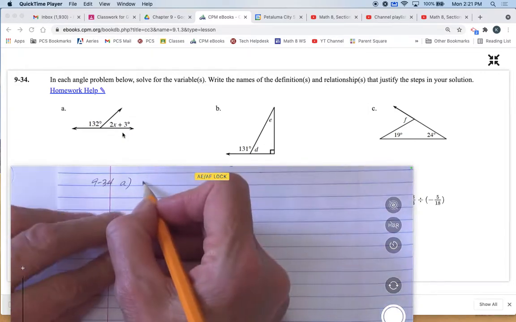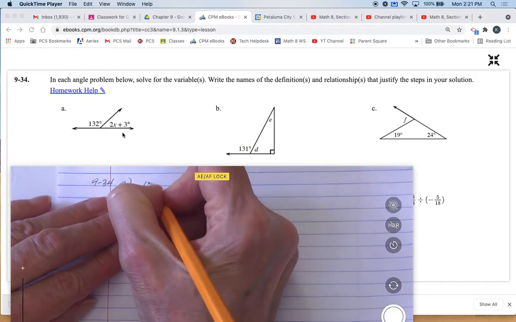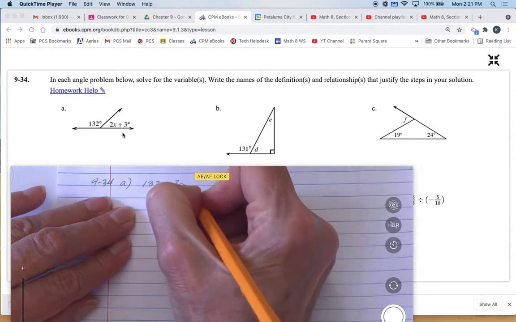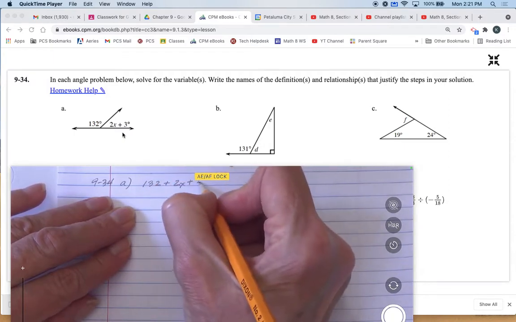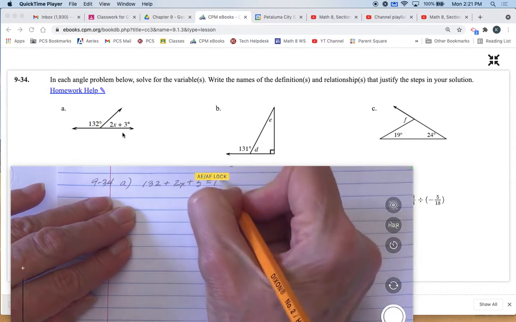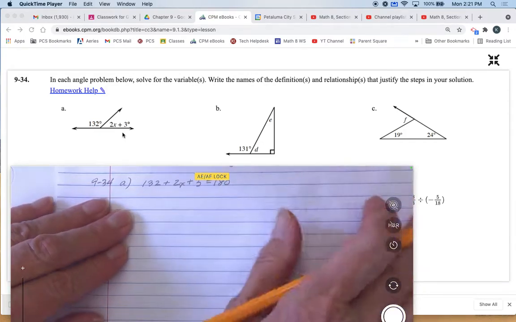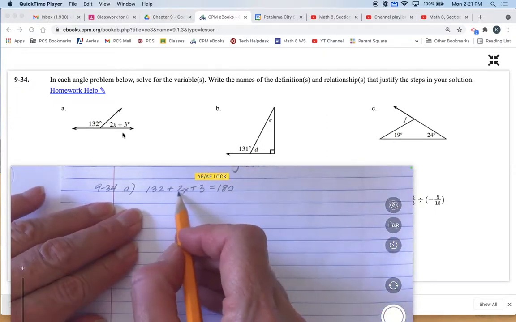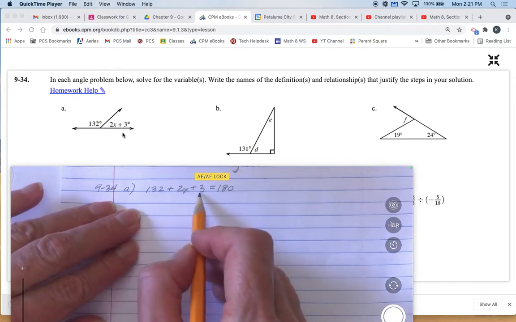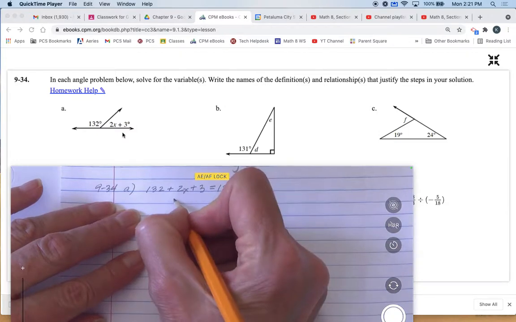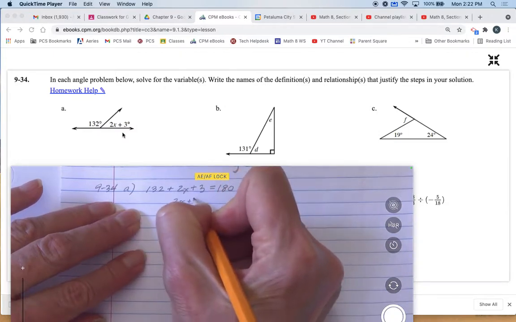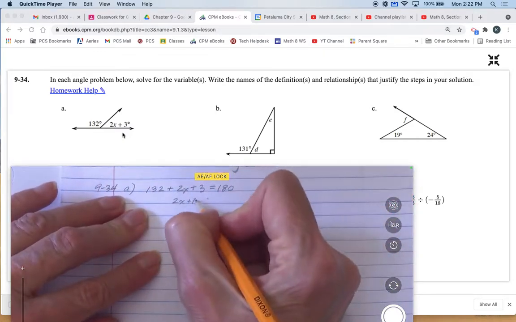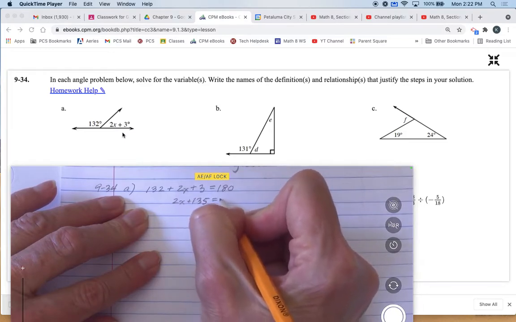And so I can create an equation. I can say 132 plus 2x plus 3 is going to be equal to 180. And at that point, I can just use my equation solving skills. So it looks like there are no more x's, but there are two constants here, so I'm going to add them together. So this becomes 2x plus 135 is equal to 180.